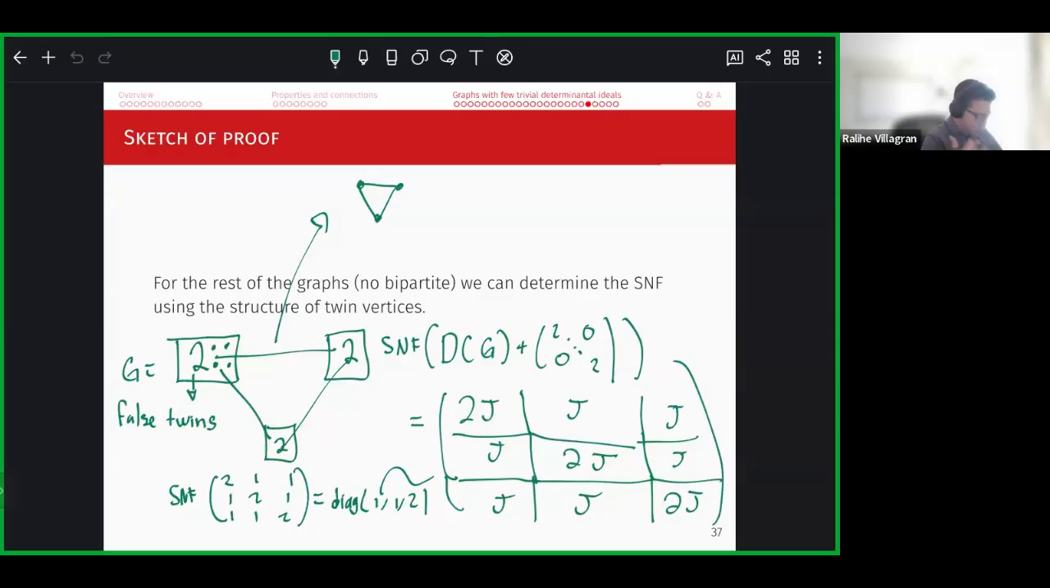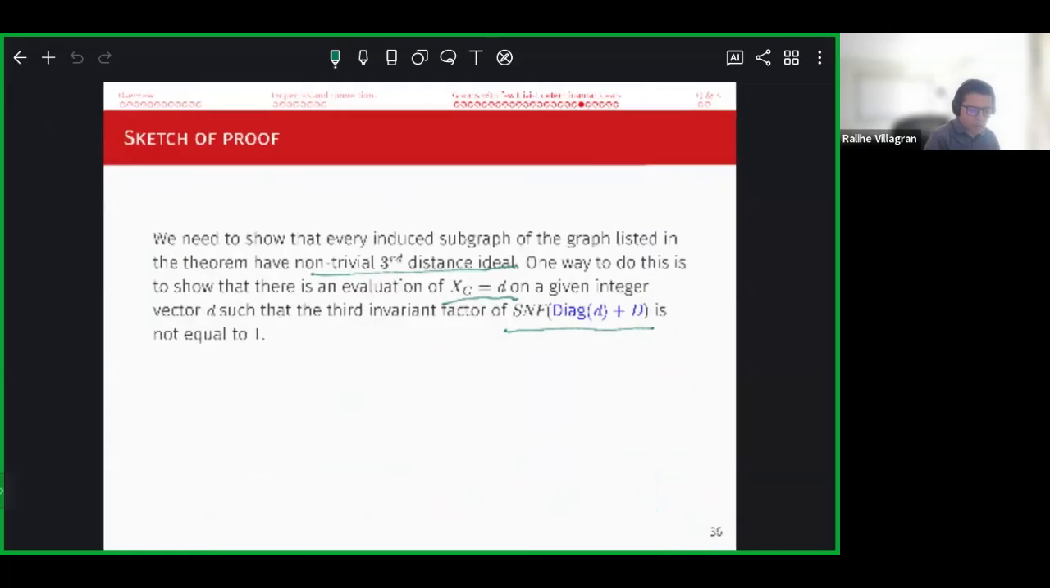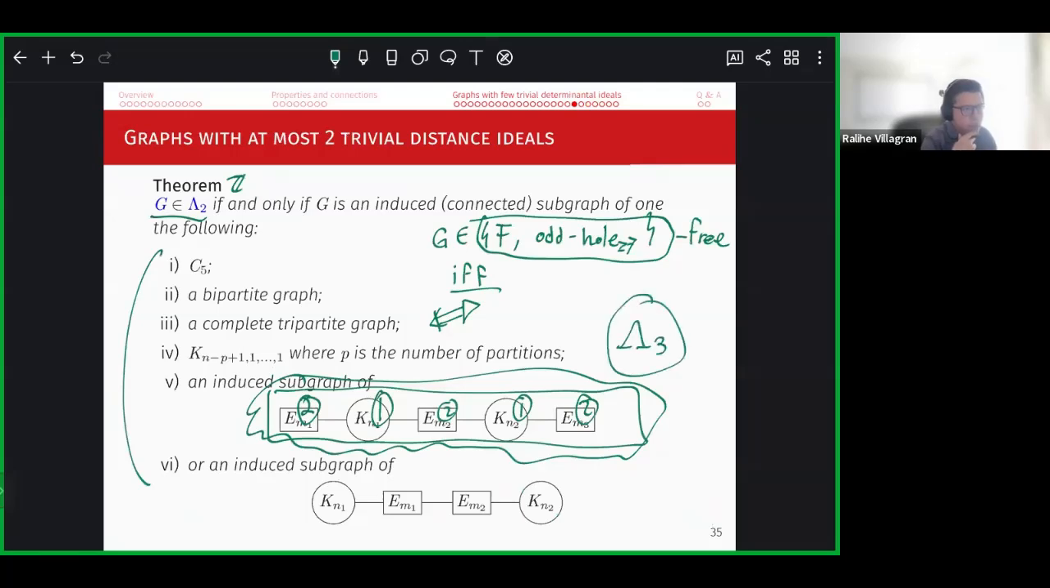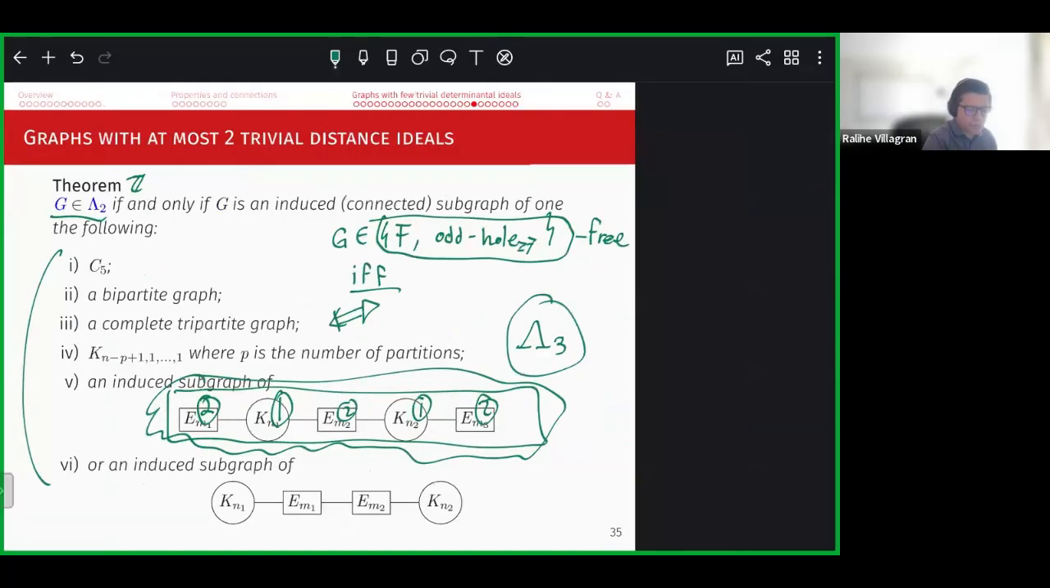So actually doing this process, we can find a lot of graphs whose, for instance, the fourth invariant factor of the distance matrix is, sorry, the first three are equal to 1 and the fourth is not, and so on. So we can actually find a lot of graphs that look like this or something similar for the next set of graphs and so on.